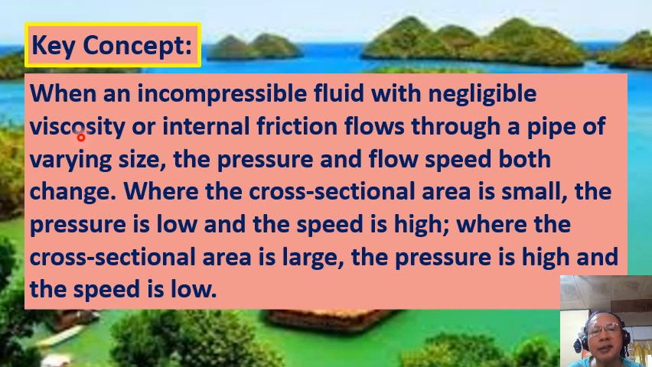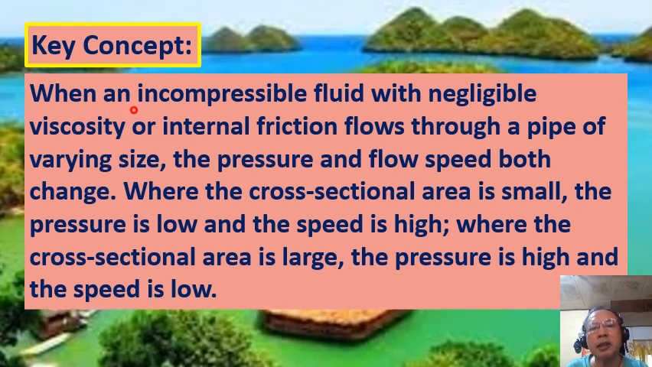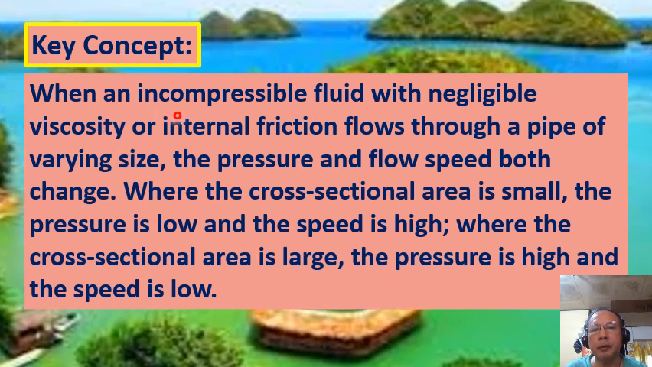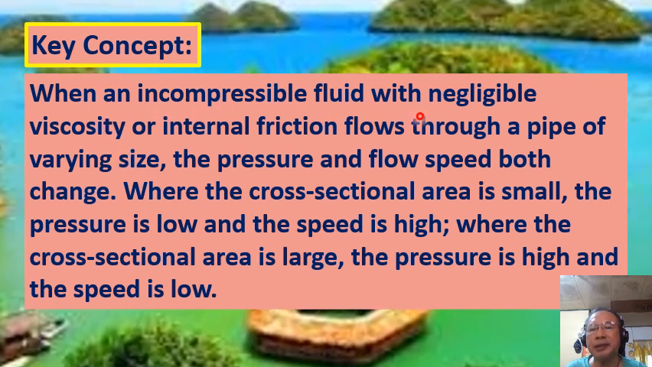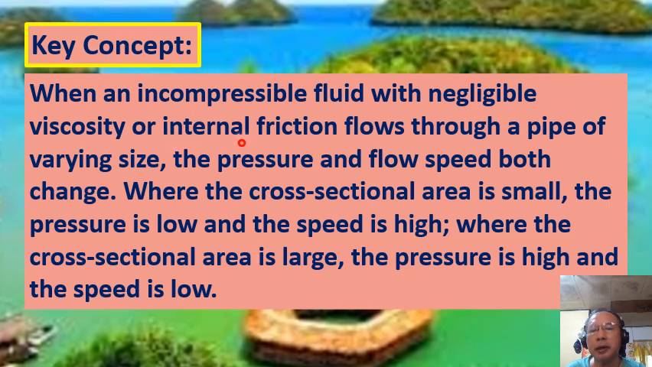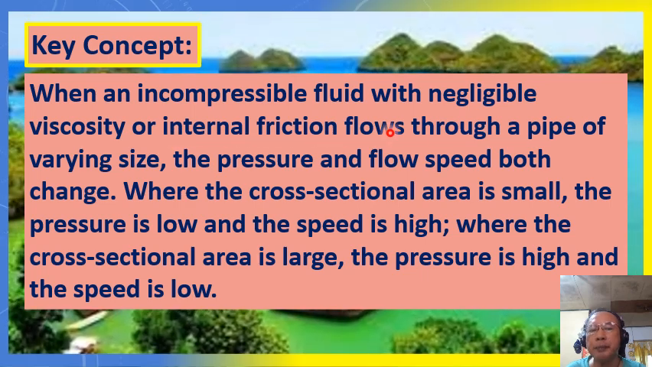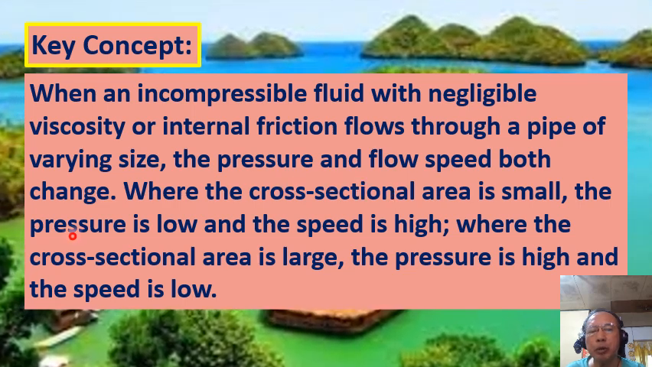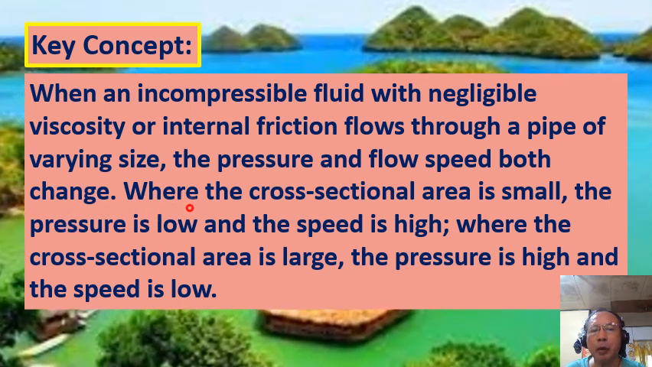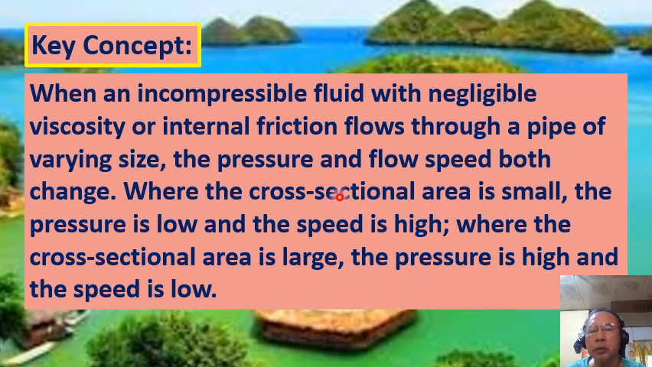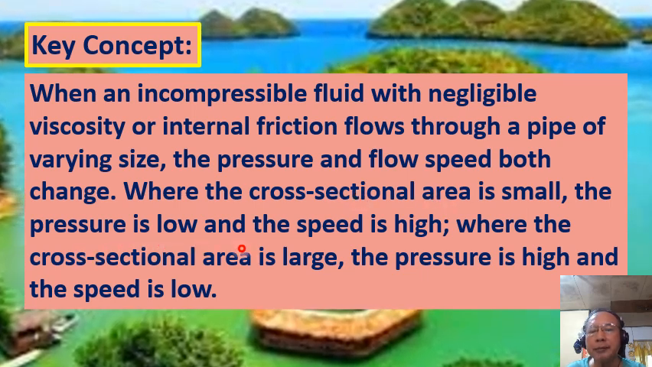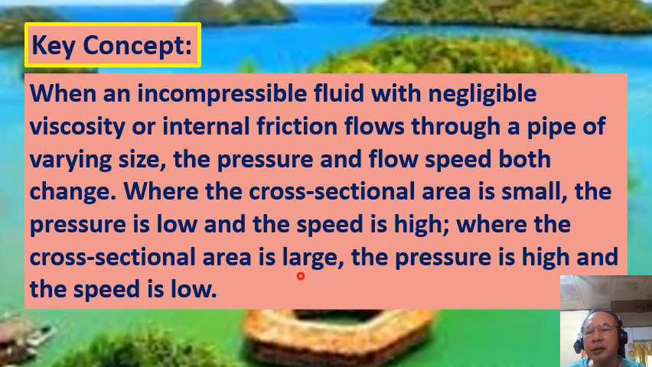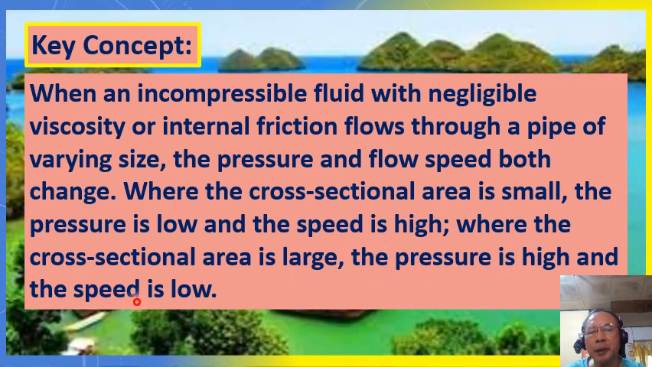Before we end, let us just emphasize the key concept that we applied in this problem. When an incompressible fluid with negligible viscosity or internal friction flows through a pipe of varying size, the pressure and flow speed both change. Where the cross-sectional area is small, the pressure is low and the speed is high. Where the cross-sectional area is large, the pressure is high and the speed is low.